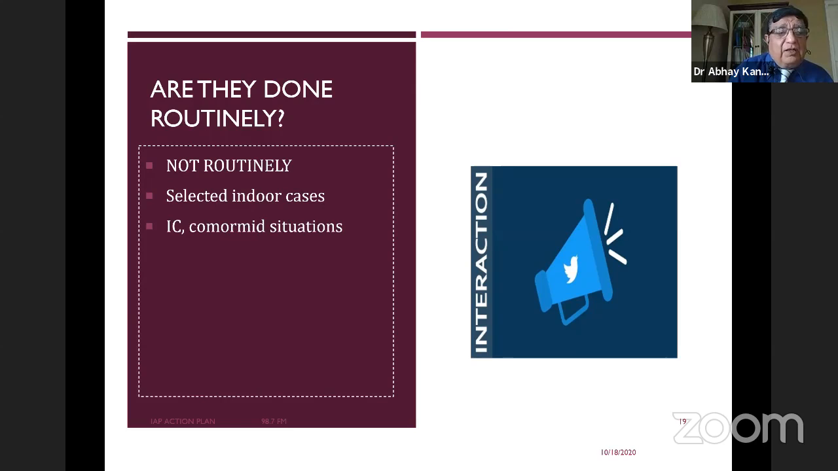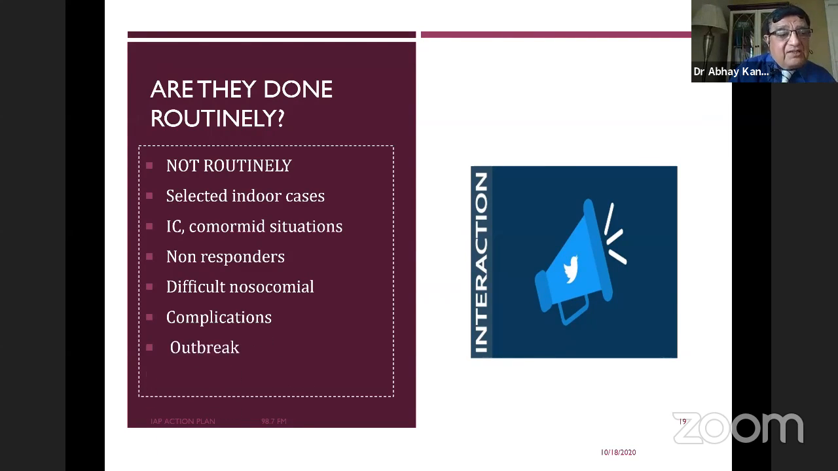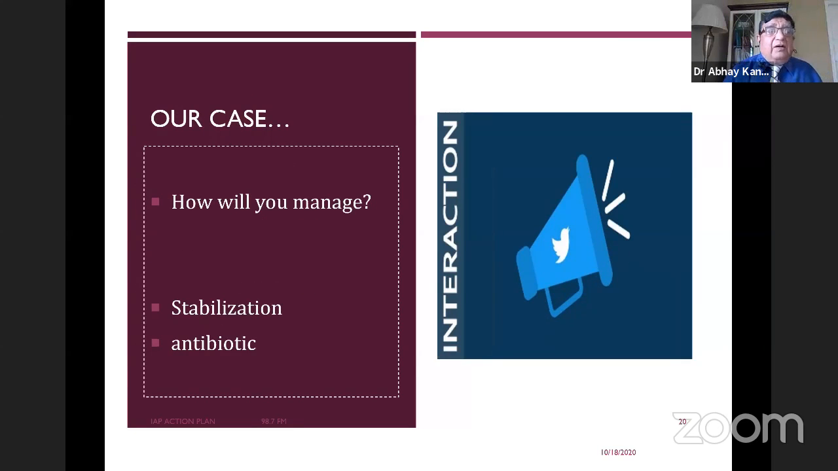I've already told you. So in an immunocompromised child, pneumonia with a comorbid situation, pneumonia which is not responding, difficult nosocomial, necrotizing pneumonia, pneumonia with complication, and in an outbreak situation, some of the investigations are required on individual cases.